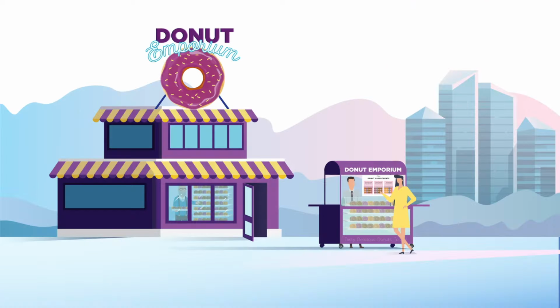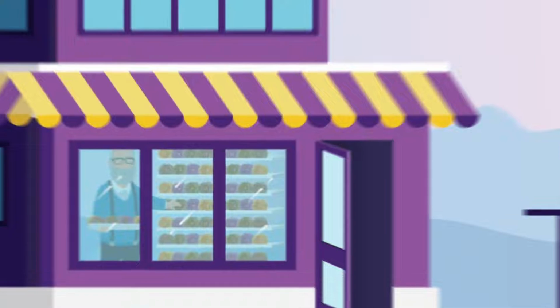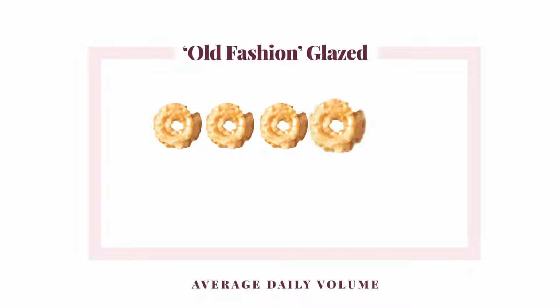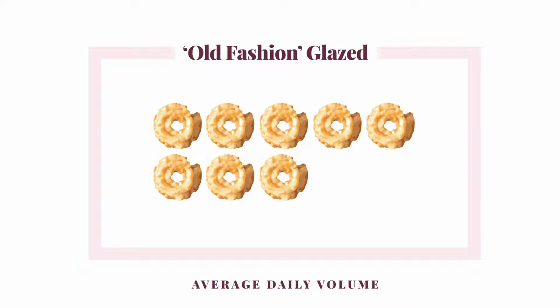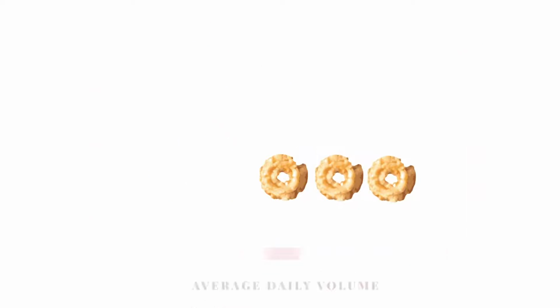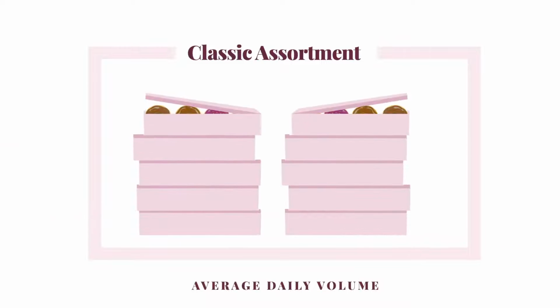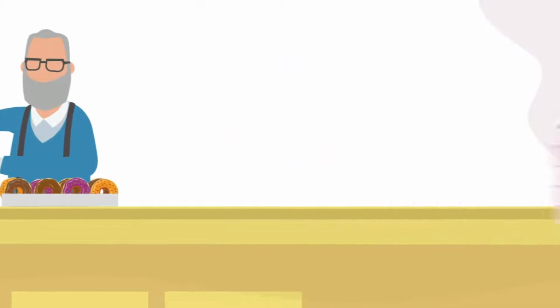Let's say a donut shop typically has 10 glazed old-fashioned donuts for sale on an average day. That is the average daily volume for that donut. And they also usually sell 10 boxes of donut assortments on an average day, which is the average daily volume for boxes of donut assortments.